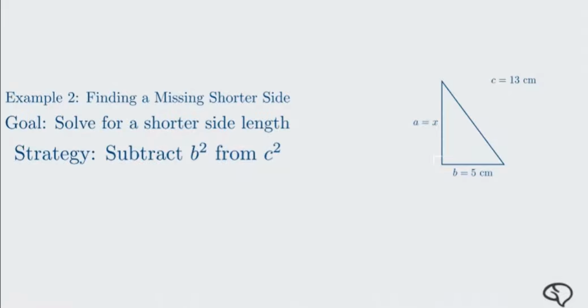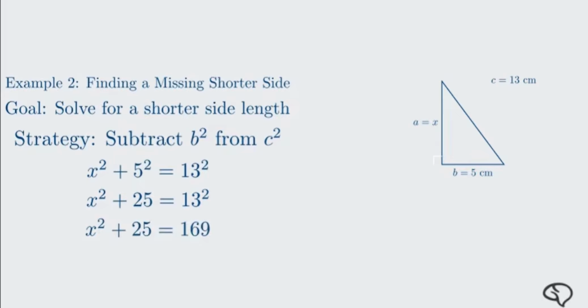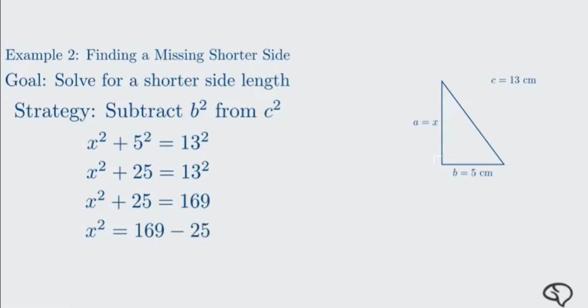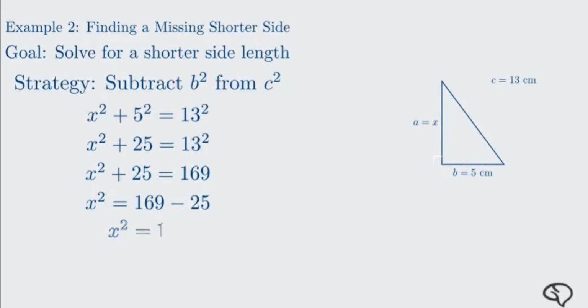We start with the theorem. X squared plus 5 squared equals 13 squared. Let's calculate the squares. 5 squared is 25, and 13 squared, which is 13 times 13, equals 169. To get x squared by itself, we need to move the 25. We do this by subtracting 25 from 169. When we perform the subtraction, 169 minus 25 gives us 144.